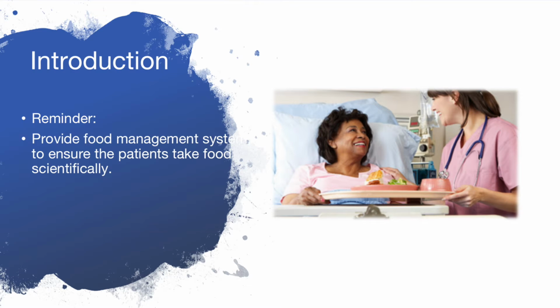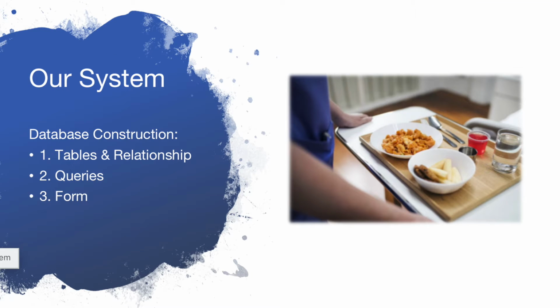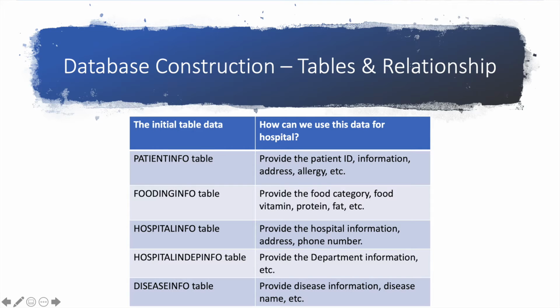First of all, let's reintroduce the system that we are working on. We want to provide an effective and efficient food management database system, and the goal is to ensure that patients can take food scientifically. For our system, we will talk about the construction of the database in three aspects, which are tables and relationships, queries, and forms.